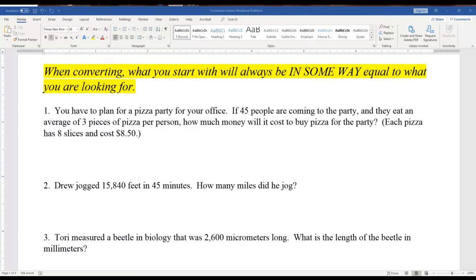Okay. What value is equal in some way to the money it costs to buy pizza for the party? Or you could also look at it, what value determines how much it will cost to buy pizza for the party? What do you think? What number should I start with?